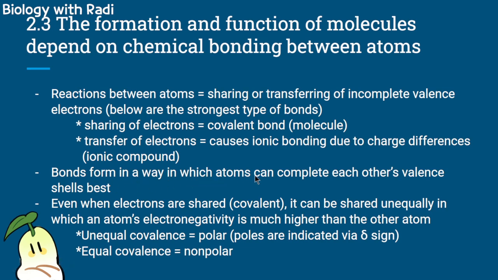Bonds form in a way in which atoms can complete each other's valence shells best, which is what I just talked about in the previous slide. Even when electrons are shared covalently, they can be shared unequally, in which one atom's electronegativity is much higher than the other atom's. Electronegativity is a term we use to define how much an atom wants an electron: the higher its pull for another electron, the higher its electronegativity.